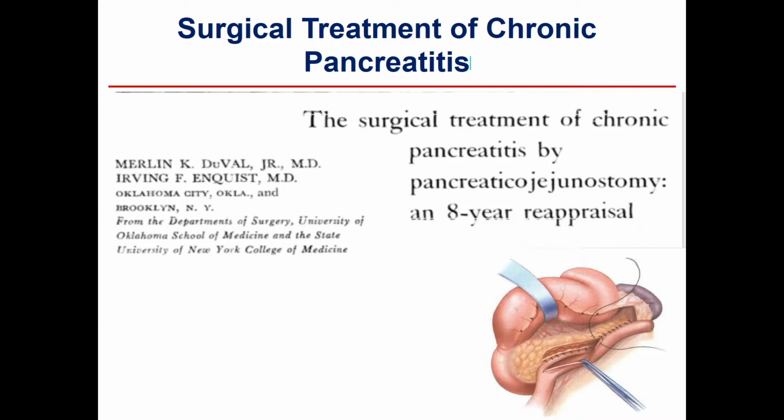And interestingly, the first long-term results of the Puestow were actually reported by Irving Enquist and Duval. And Enquist was a faculty member, actually, at SUNY Downstate. So, coming across the literature, how could you not include talking a little bit about Downstate and its role in chronic pancreatitis? And this was published in 1961.